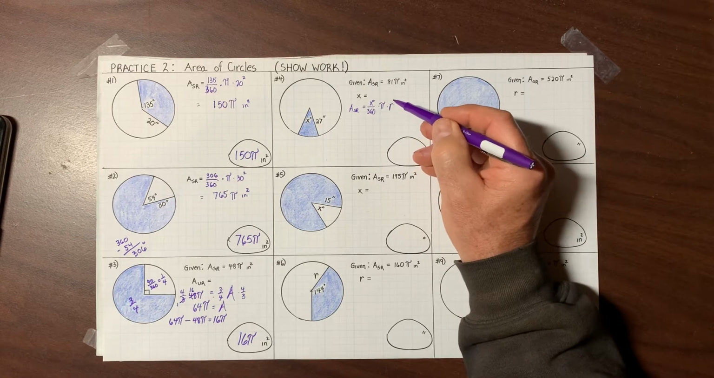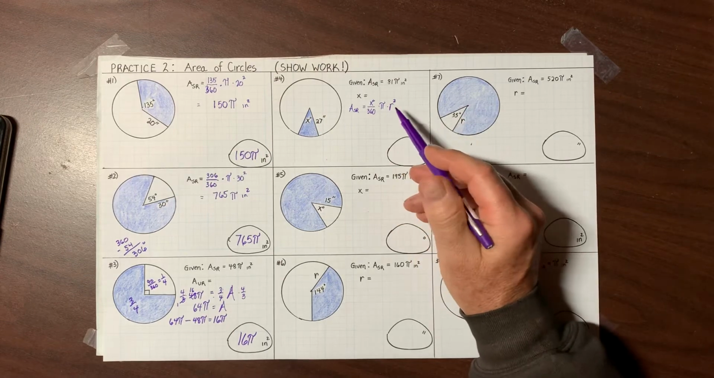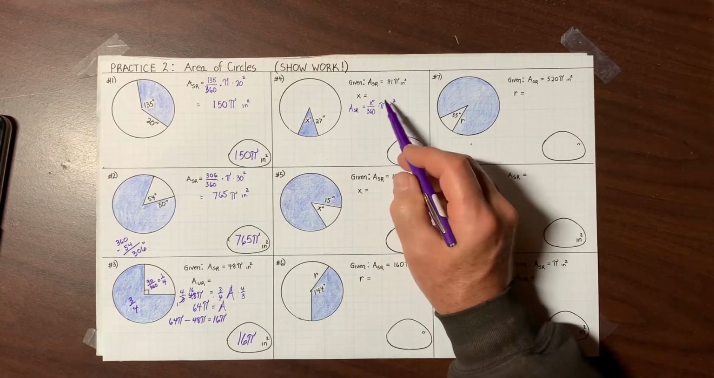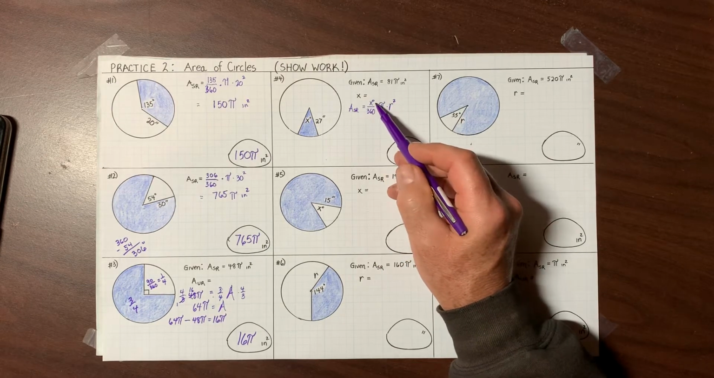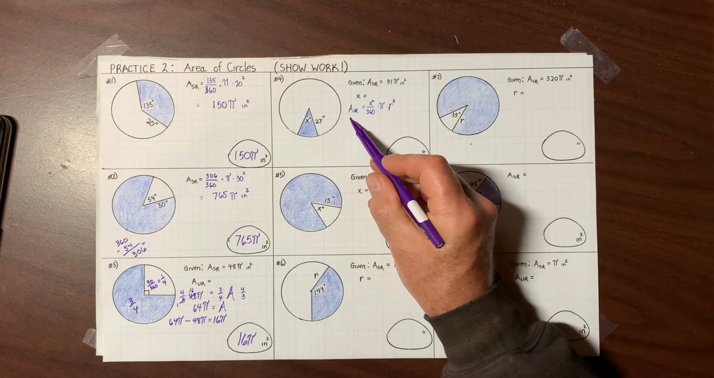I'm just going to take an algebraic approach here, which means I'm going to substitute into my formula the values I'm given, and then I'm going to solve for what I'm looking for. In this case, it's x. So the area of the shaded region is 81 pi, so I'm going to write that down.